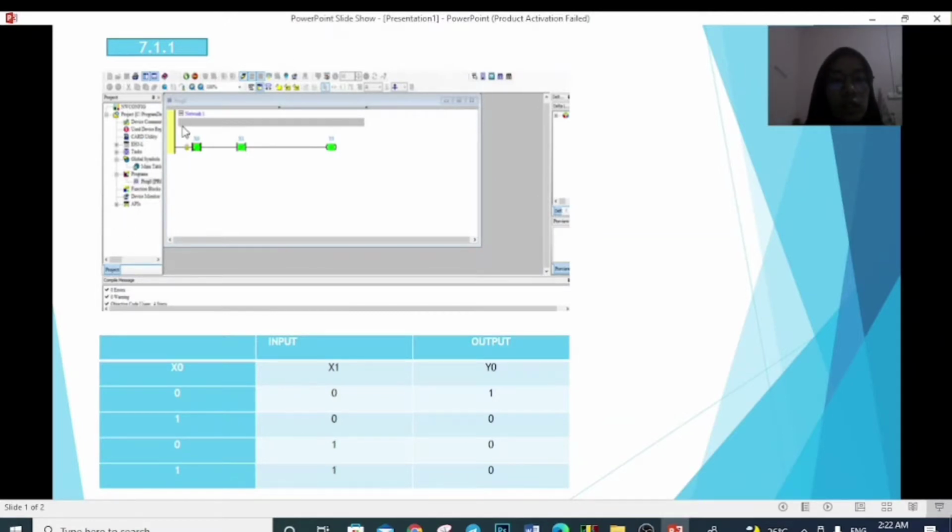And now I want to explain about question 7.1.1. Okay, this is the result we get. For the table, for the input X0 X1 as 1 0 we get the output 1, 1 0 we get the output 0, 0 1 we get the output 0, 1 1 we get the output 0.